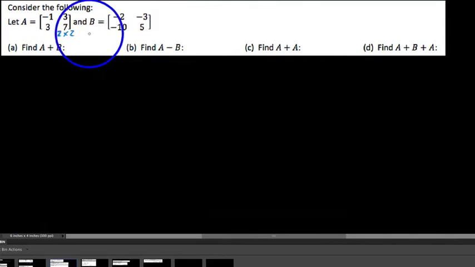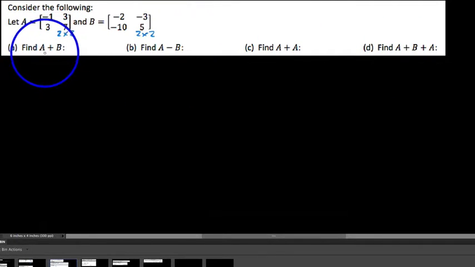It looks like they're both 2 by 2, and so with all of these expressions that we're going to evaluate, matrix A plus matrix B, or A minus B, or maybe A plus itself, A plus A, or even A plus B plus A, we're going to be adding or subtracting with these two matrices that are both 2 by 2. So in every possible instance here, we're going to get defined sums and differences.